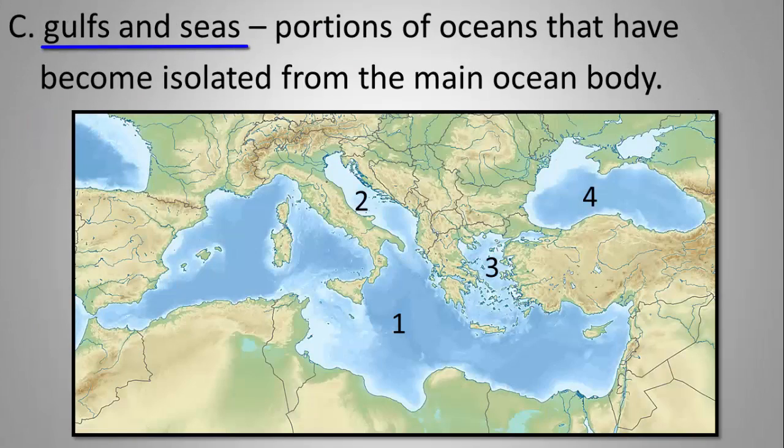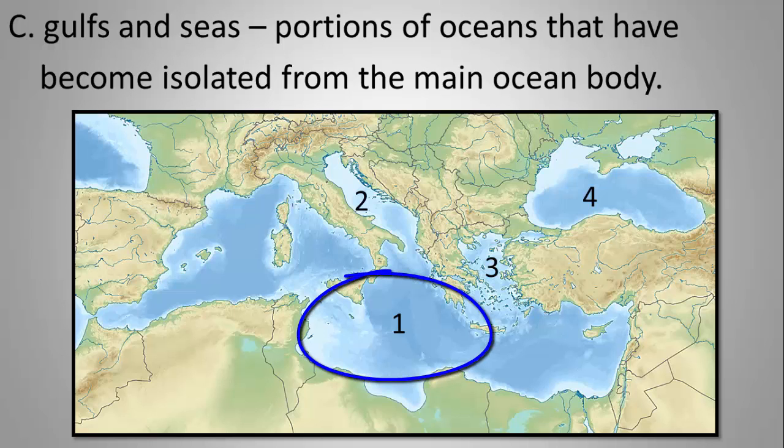Gulfs and seas. These are actually parts of the ocean. Somehow, through time, they become isolated from the main ocean body. Let's test your geography on seas. So here we're looking at North Africa in the bottom, then Europe toward the top. And I've numbered 4 different seas. Perhaps you can help me here. So number 1 is the Mediterranean Sea. It's isolated through the Strait of Gibraltar to the far left of the image from the Atlantic Ocean.